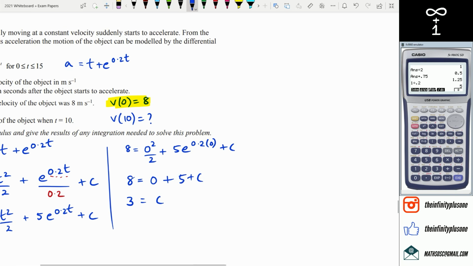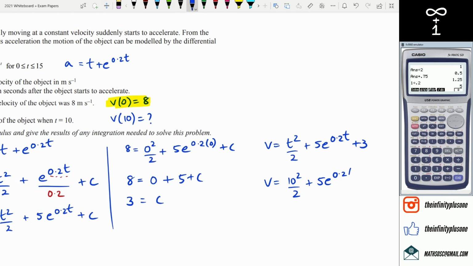So now that we've got c equals 3, and our velocity function is t squared over 2 plus 5e^(0.2t) plus 3, we're going to substitute 10 as t. So we're going to get 10 squared over 2 plus 5e^(0.2 times 10) plus 3, and we're going to check this in the calculator. So we've got 100 divided by 2, or 50, you can just do that straight away.